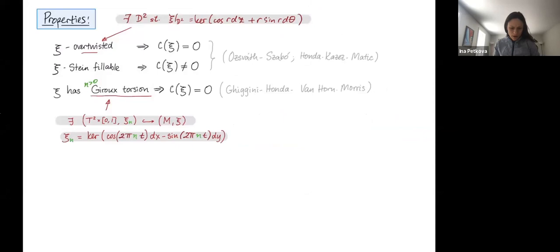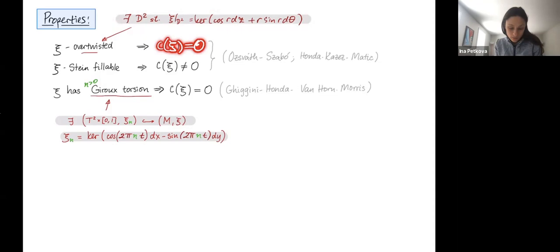So before we even go to how this is defined, what are properties of this class in Heegaard Floer homology? Suppose your contact structure is over-twisted. It's hard to take a poll here because some of you are in the room, but just speed me up or backtrack me if I'm saying things that are too familiar or too unfamiliar. An over-twisted contact structure is one where you can find a disk in your three manifold so that your contact planes are everywhere tangent to the boundary of the disk. Over-twisted structures imply that the contact class vanishes.